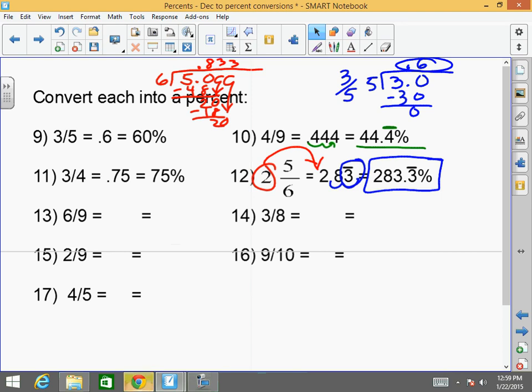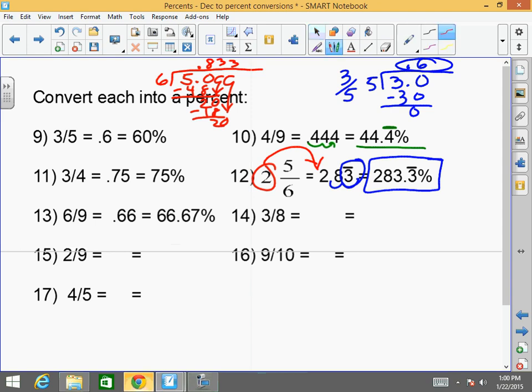Okay. Number 13, 6/9. What does that become? Yes, sir. 0.6 repeating. Very good. 0.6666666. Okay, I see what you're saying. Thank you. Now, what's the percentage? Yes, sir. 66.6 repeating. Yes. Sometimes, though, people round this up.